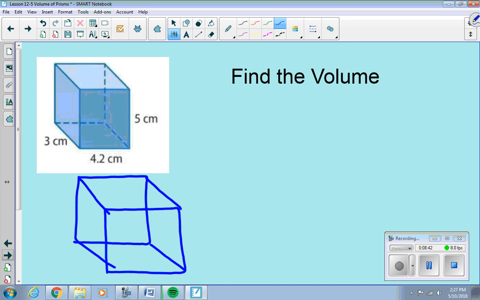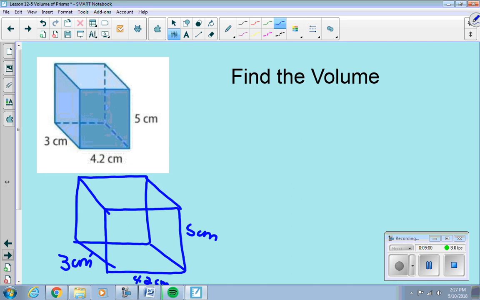Okay, but here's the deal. I'm going to do it just like this up here, the opposite way, Hunter. Is that all right with you? Okay. So this is 3 centimeters right here, and this is 4.2. Make sure you're labeling on yours. And this is 5 centimeters.